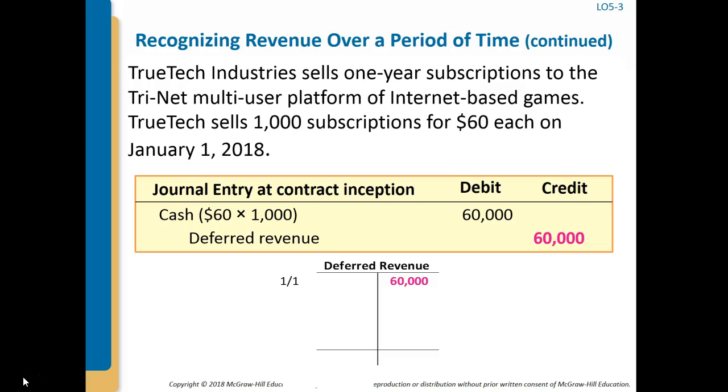So on January 1st, True Tech recognizes a deferred revenue liability for $60,000 associated with receiving cash prior to satisfying its performance obligation.